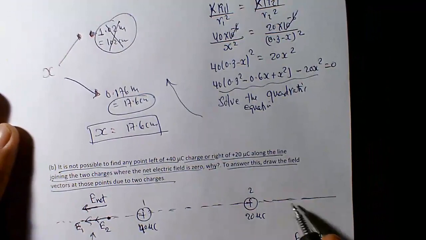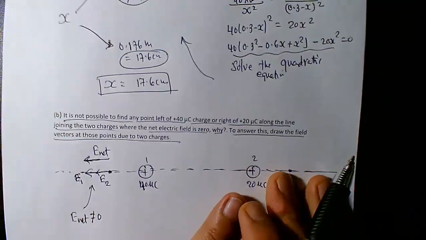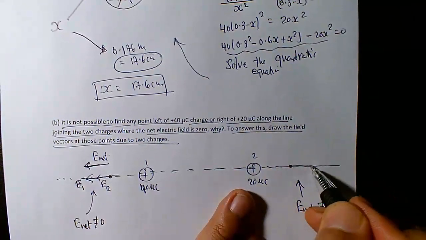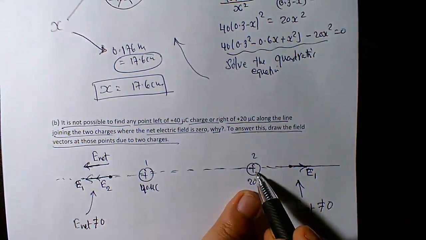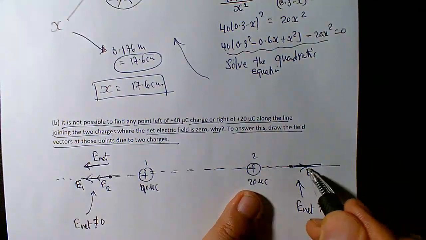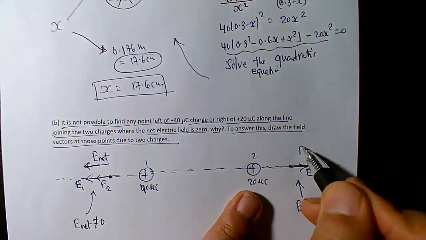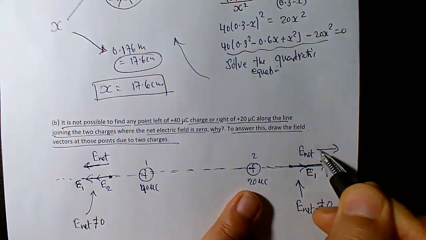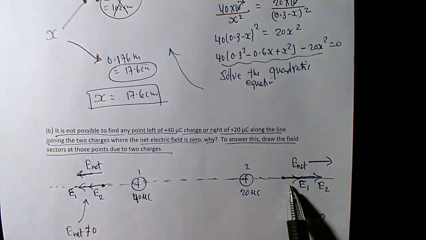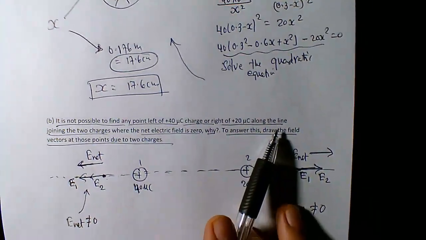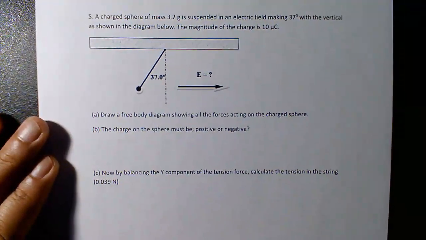Same here. If you pick any point here and try to find the electric field, the electric field due to charge number 1 is that way. It will be weaker, and the electric field due to charge number 2, E2, will be stronger because it's close. But still, they will not cancel. The net electric field will be that way, right? So you cannot find any point here or here where the net electric field is 0, and this diagram obviously illustrates that. So here's the next problem.